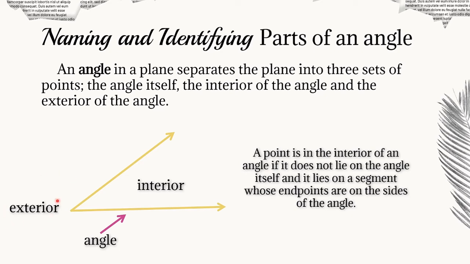Interior and exterior. Tapos, pag sinabing interior, makikita yung points sa loob. Pag sinabing exterior, sa labas makikita yung points. Sa labas ng ating angle. Kapag sinabi namang side, pag nakita mo yung points, diyan sa dalawang ray na yan, ibig sabihin, ang tawag sa points nun ay sides of the angle. At itong buong to ay angle.